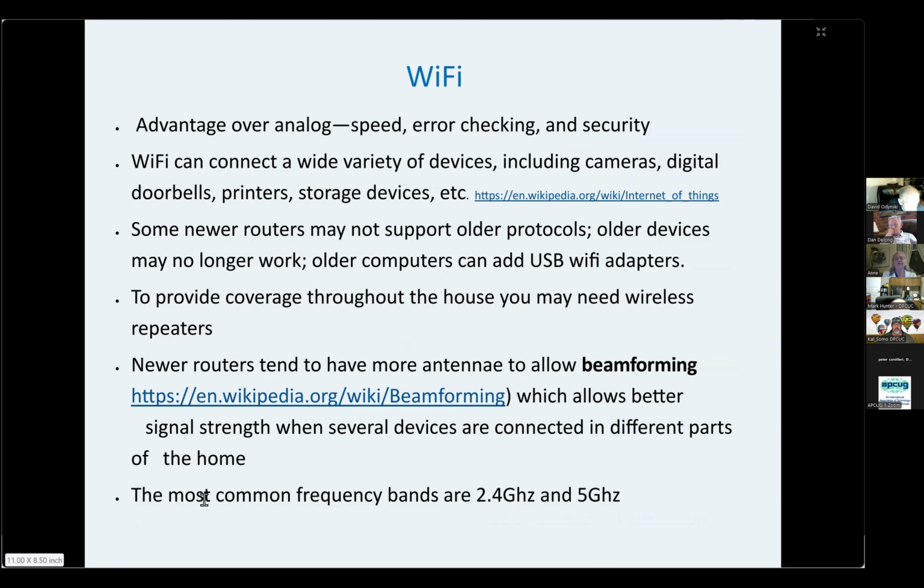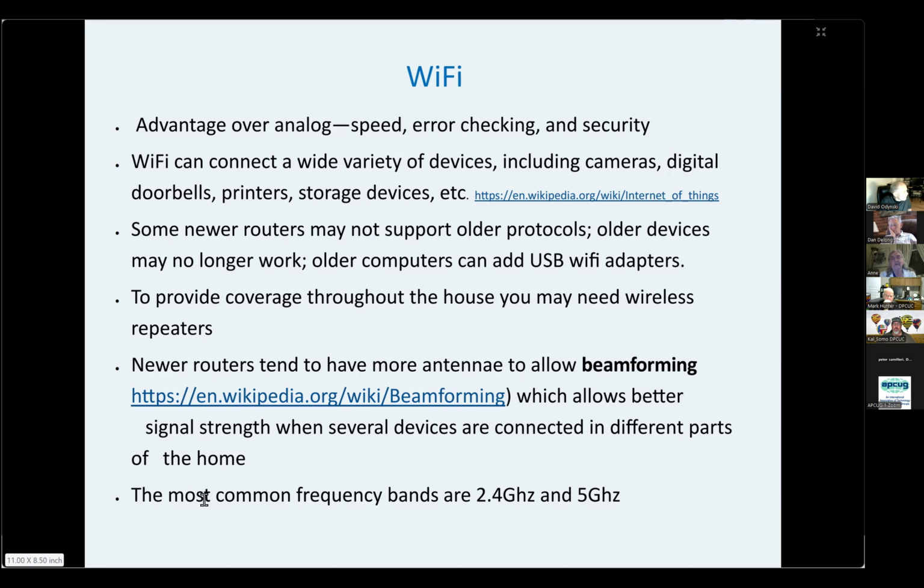So the advantage over analog, well, speed, of course, but error checking is important, and security, which those older things didn't have. And of course, the Internet of Things, doorbells, printers, storage devices, all kinds of things that you can hook together.